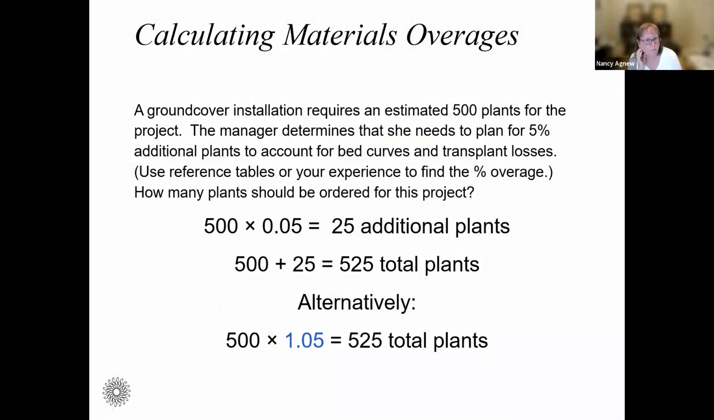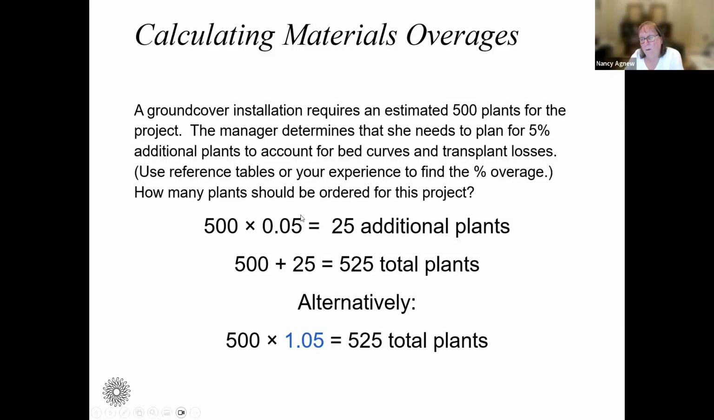So here's an example. A ground cover installation requires an estimated 500 plants for the project. And the manager just determines she needs to plan for 5% additional plants to account for curves in the bed and transplant losses. So this is just a hypothetical situation, but you could use the reference tables I provided or your experience to find what that percentage is. But for this situation, we're using 5%.